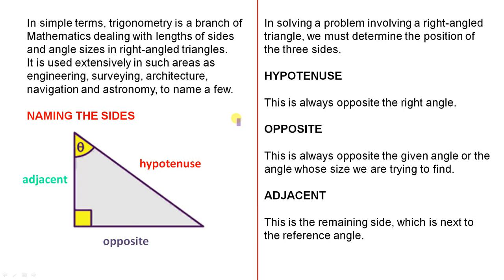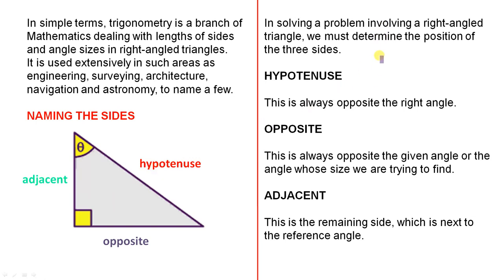Naming the sides. Let's look at this right angle triangle here where this angle is called theta. Okay, that's the reference angle. So let's concentrate on this angle theta. Once that angle has been positioned or placed there, all those sides have specific names. Let's have a look over here what we're talking about.